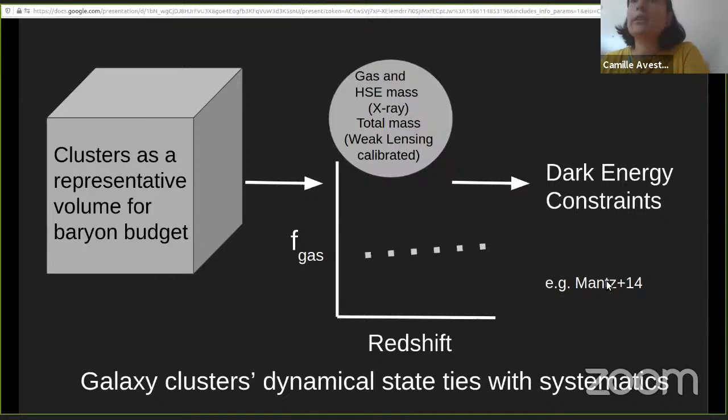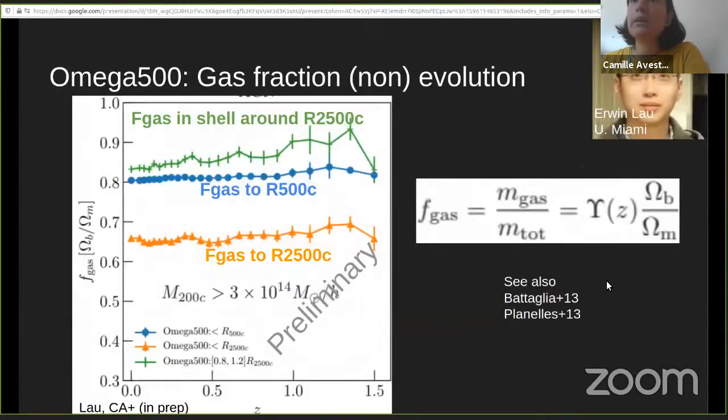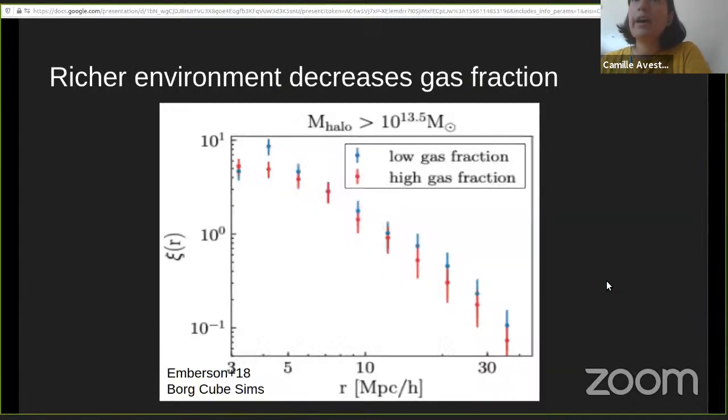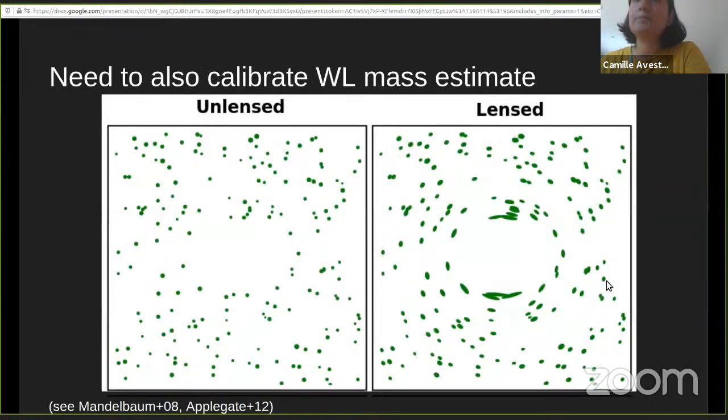actually, I think I'm running a little short on time, so I think I might want to skip over that and just come to the final bit of my talk, talking about additional LSST DESC efforts.